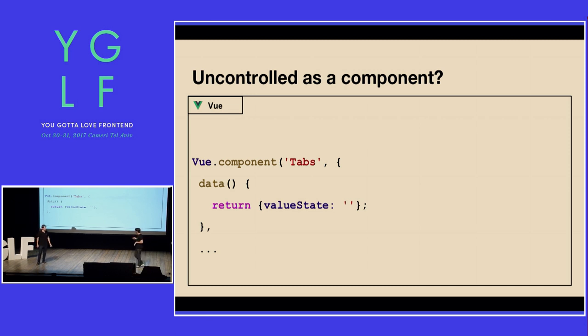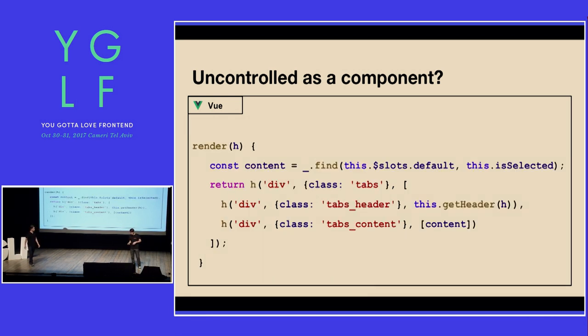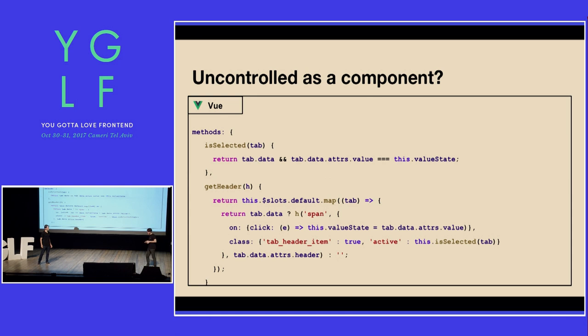Example with Vue, very similar. We initialize the data with an empty string. We'll also render. I used a render function because it's much easier to separate the slots with a render function. So you can see the slots. If you don't know Vue, it's the same as children in React or transclude in Angular. And we just do the same thing. We use a getHeader. We use the isSelected function to decide which one is selected. And again, the isSelected just checks the tab value versus the inner state of the component.